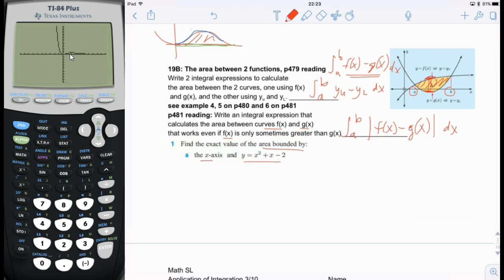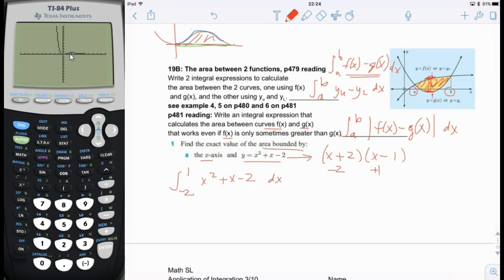Now they didn't give us the a and b this time, the left and the right limits, and that's because since they gave us this quadratic, we can figure out what the x-intercepts are by factoring, and it's going to be something like this. I think it's x plus 2, x minus 1, right? So one of the roots is negative 2, the other root is positive 1. So when we take our integral, we're going to take our integral from negative 2 to positive 1, and the function is going to be x squared plus x minus 2.